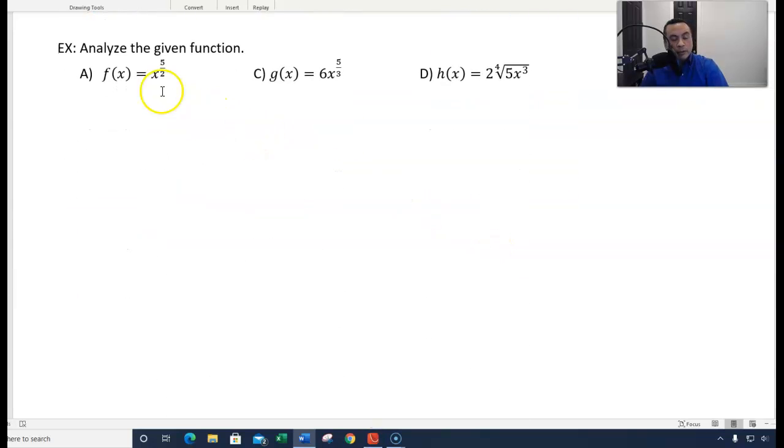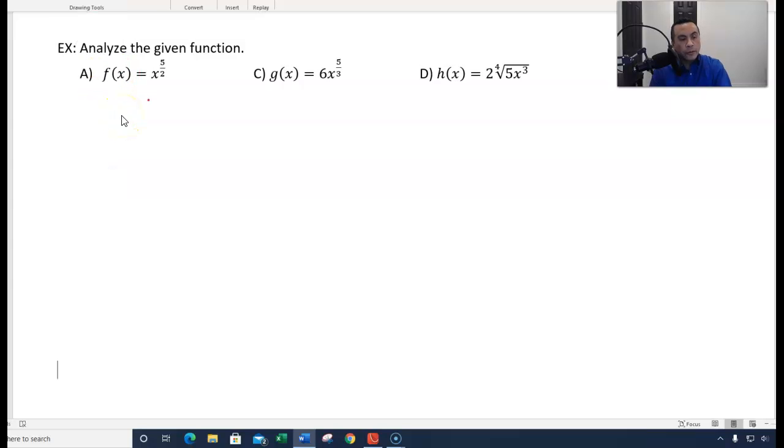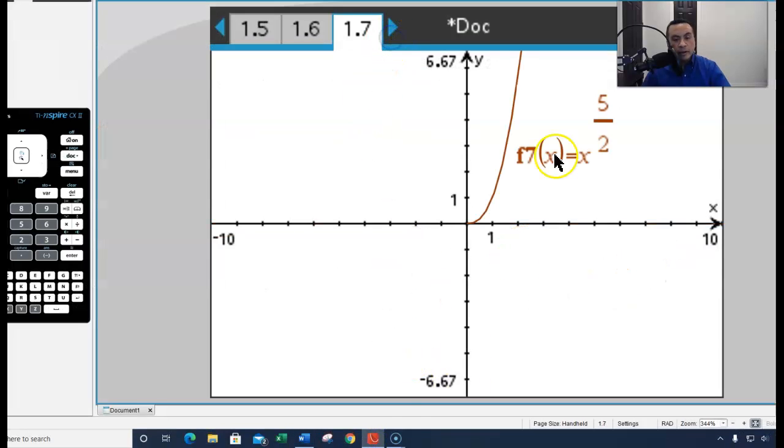We're going to analyze more functions. Remember that the fractional or rational exponent, that fraction has nothing to do with fractions. It actually means that you have a root. So let's go ahead and do this one. This right here can be rewritten as x to the 5th power inside the square root. So that's really a radical function, but it's going to get a little weird. Let's check it out. I'm going to graph this one here. I've already done it ahead of time.